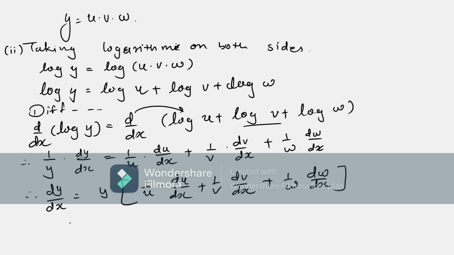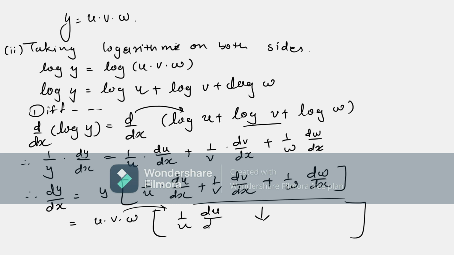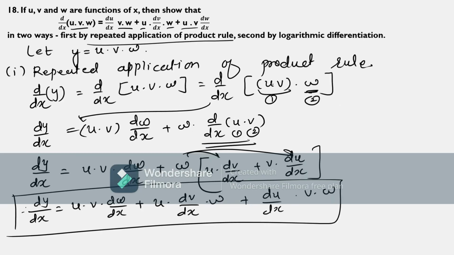Y goes to the other side and is multiplied. As we know, y is nothing but u into v into w, multiplied by 1 by u du by dx, and so on. As you multiply inside, you can see u gets cancelled, and v and w remain. So you will get the same answer as the previous method. The answer is the same for both, and that is how we completed the exercise. Thank you so much.